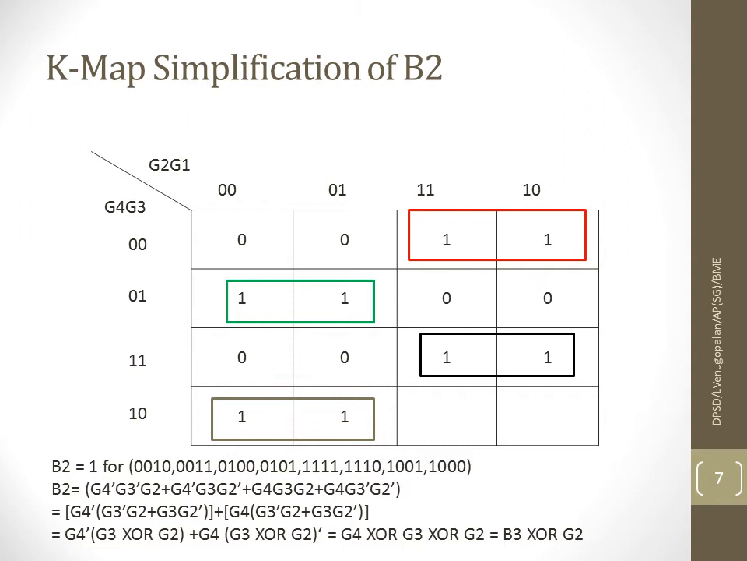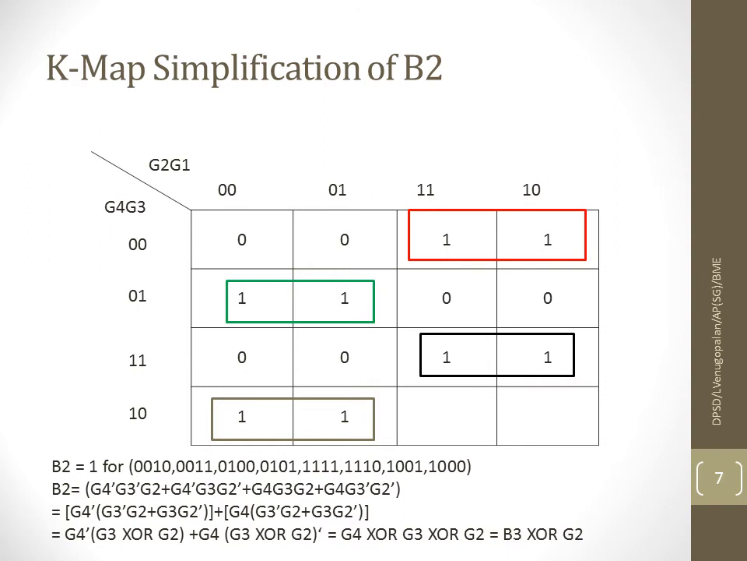B2 is 1 when you have the following inputs: 0010, 0011, 0100, 0101, 1111, 1110, 1001, and 1000, right? So here you can see that I have pairs of twos. I mean, a pair is always two, but still. So here you have groups of two ones, but you can't group any four together. So it has a kind of checkerboard pattern, and this is the best I can simplify this K map.